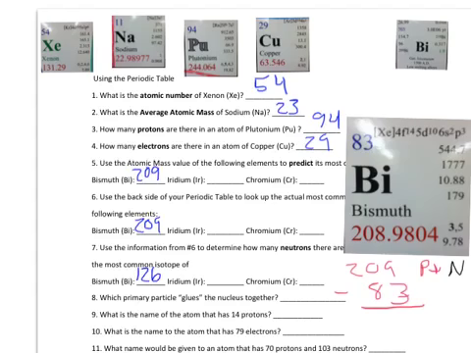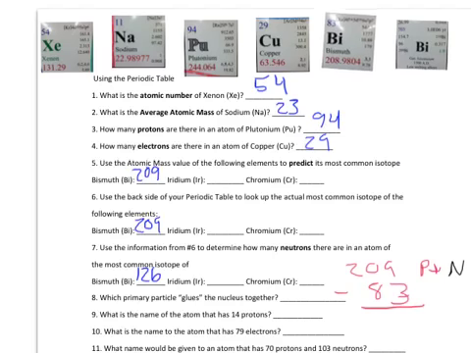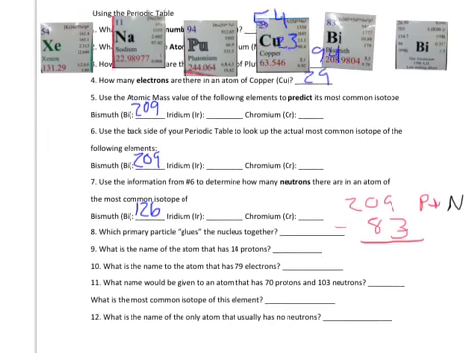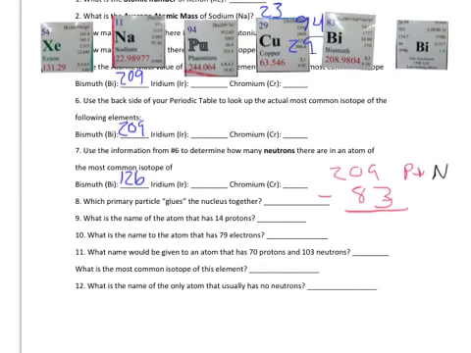Alright, let's move this whole business up. Hang on a second here. Move this up here. We're going to take the whole thing here and move it on up. Which primary particle glues the nucleus together? Well, that would be neutrons.